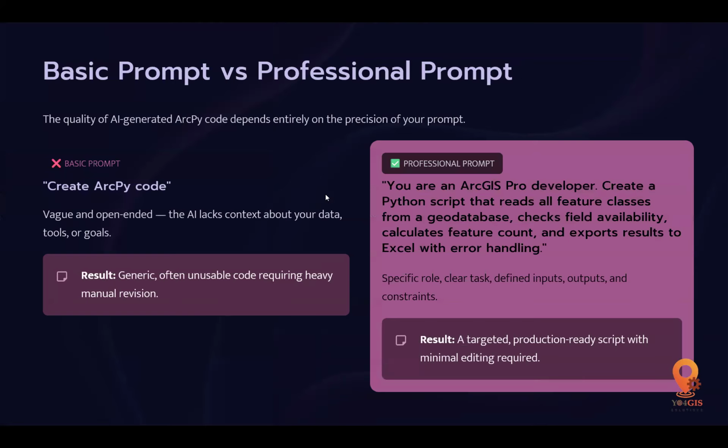Here, see, this is the basic prompt. A basic prompt means you are just writing, create the ArcPy code. Definitely any AI tool will not understand this. So if you want to give a proper prompt, like you are an ArcGIS Pro developer. Whenever you want to get something from the AI, first you have to define some role, because AI is like a kid. It doesn't know anything.